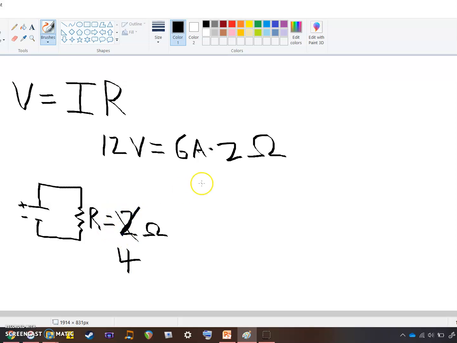Now, if instead we replace that resistor with a 4 ohm resistor, instead of this 2 ohm one, then what does the current become? Well, it's got to drop to 3 amps, right? We doubled the resistance, and therefore we're going to have half the current.